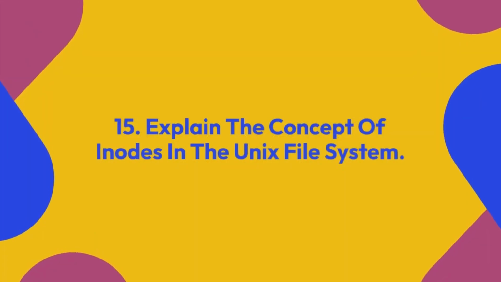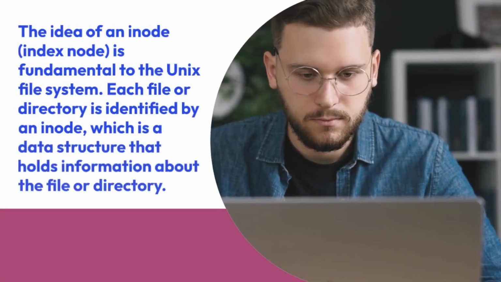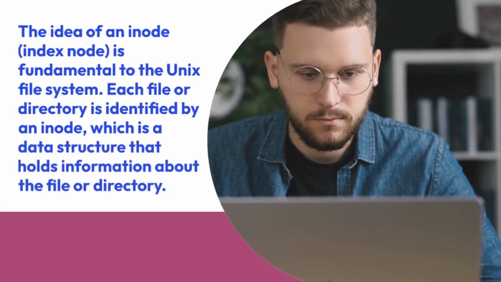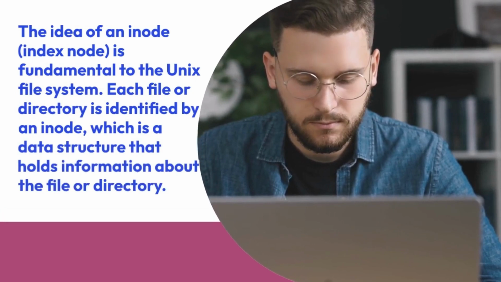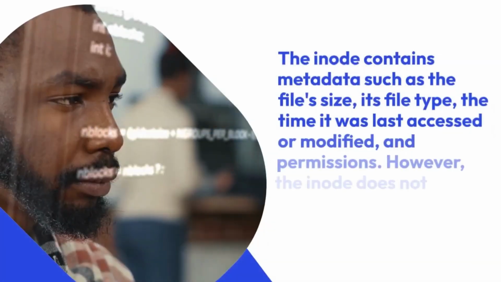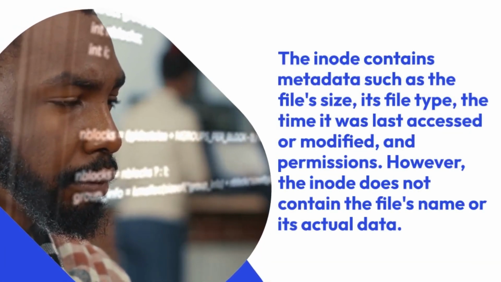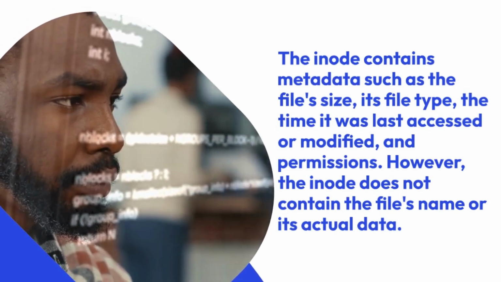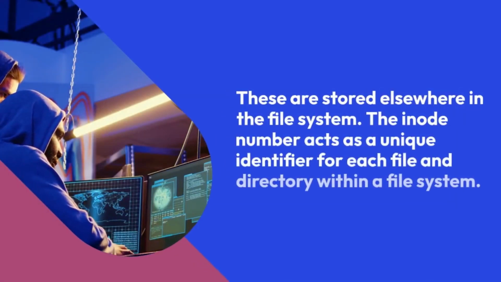15. Explain the concept of inodes in the Unix file system. The idea of an inode, index node, is fundamental to the Unix file system. Each file or directory is identified by an inode, which is a data structure that holds information about the file or directory. The inode contains metadata such as the file's size, its file type, the time it was last accessed or modified, and permissions. However, the inode does not contain the file's name or its actual data. These are stored elsewhere in the file system.